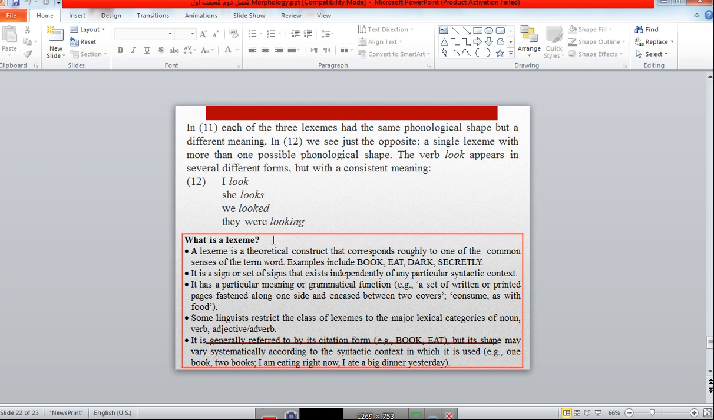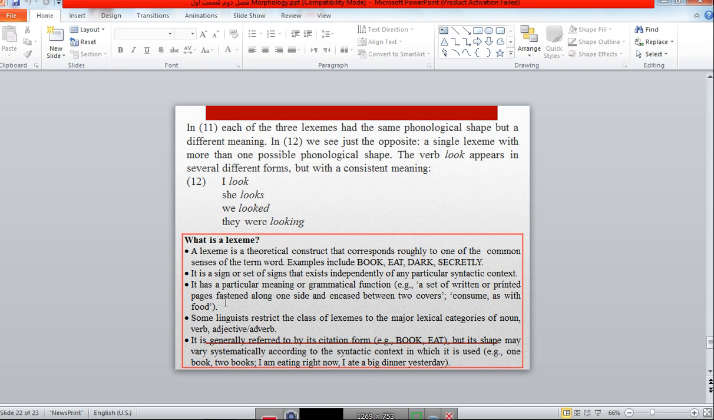What is a lexeme? As I told you, a lexeme is a theoretical construct that corresponds roughly to one of the common senses of the term word. Examples, for example, like book, eat, dark, or some other words. The second criterion or property of a lexeme is that it is a sign or set of signs that exist independently of any particular syntactic context. The third one, it has a particular meaning or grammatical function.